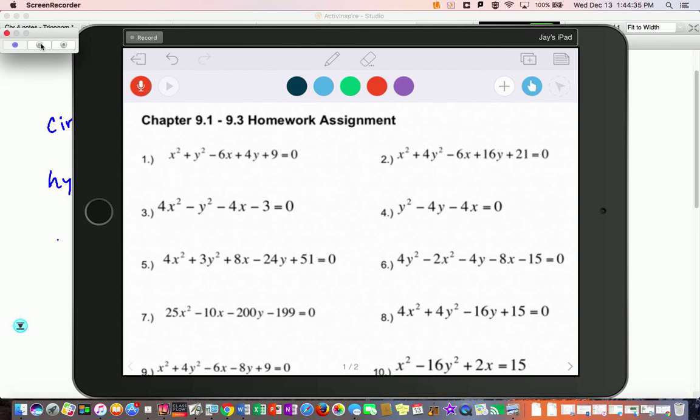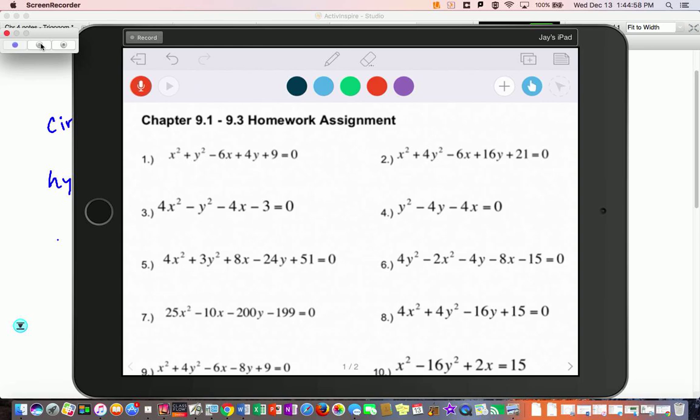The 9.3 extension, I'm basically going to walk you through 4 examples of the 4 different equations that we have: the circle, the ellipse, the hyperbola, and the parabola. These 16 problems on this page can be found on the back of your homework packet, called the extension homework maybe or something.